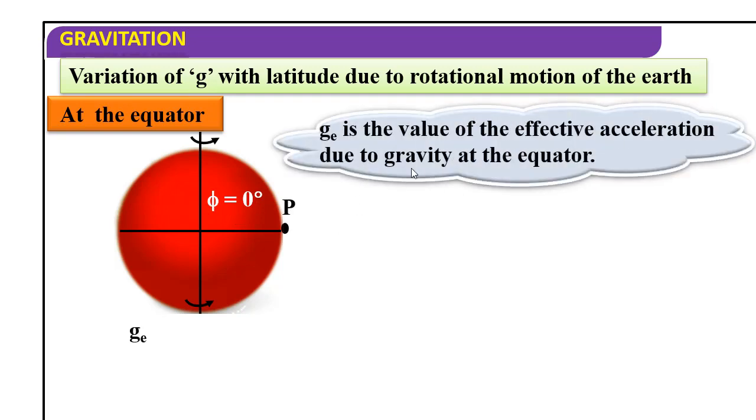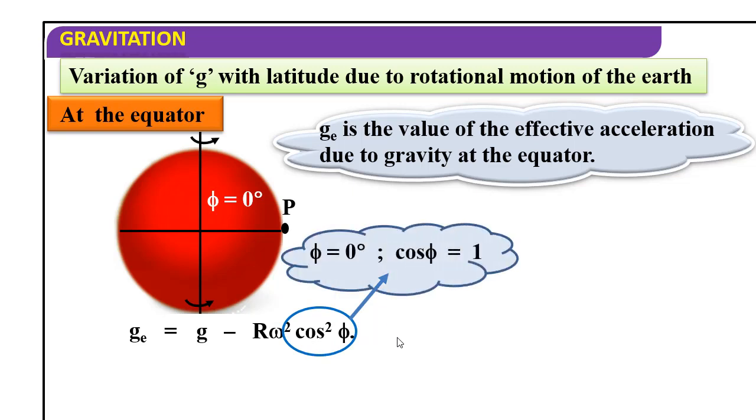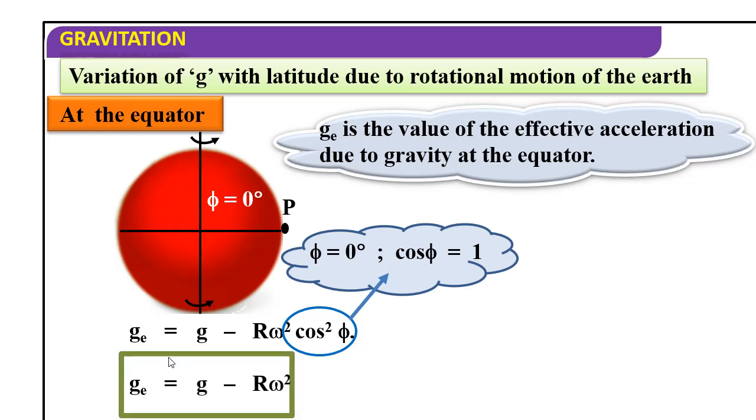So g_e is the value of effective acceleration due to gravity at the equator. g_e is equal to g minus R omega square cos square phi. But cos square phi is equal to 1, since phi is 0 and cos 0 is 1. So g_e is equal to g minus R omega square. This is the least value of g. At the equator, the value of g will be least. At the poles, it will be maximum.